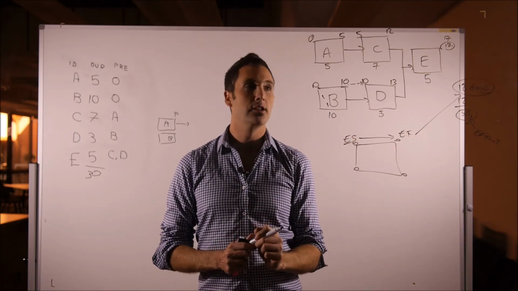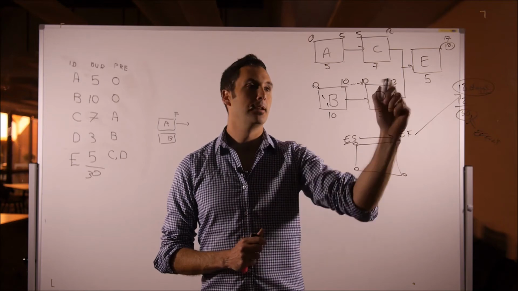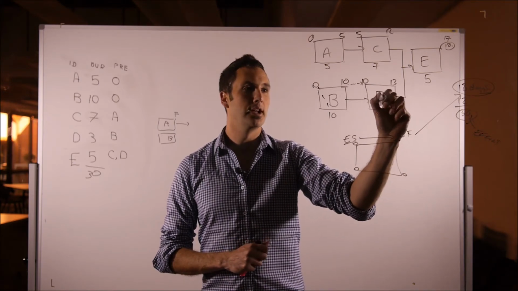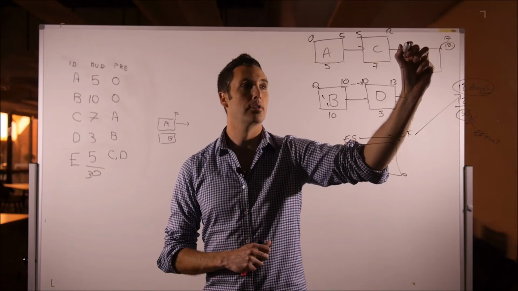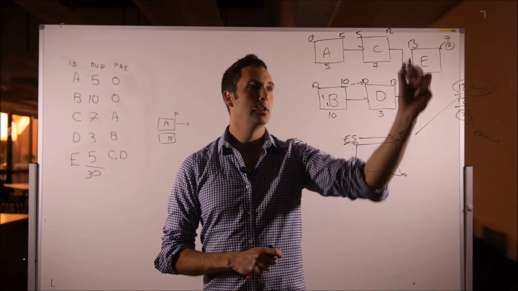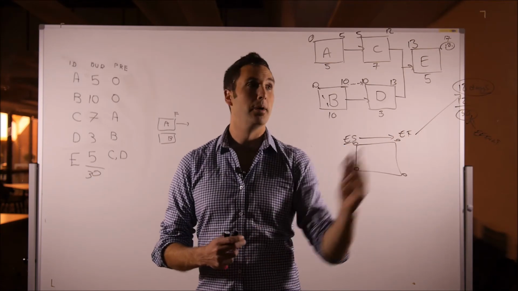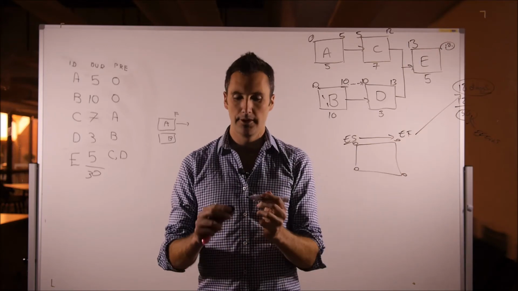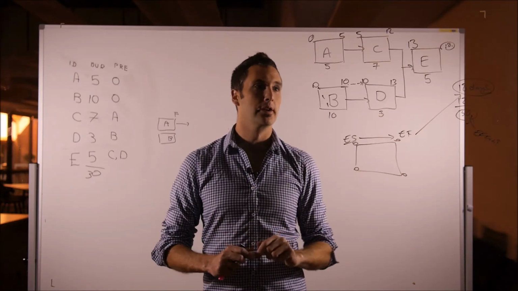E, when's the earliest activity E can start? Take the longest one because it can't actually start until D is finished because it's reliant on both. So 13 plus its duration gives us that magic number 18. All right, forwards pass calculation.